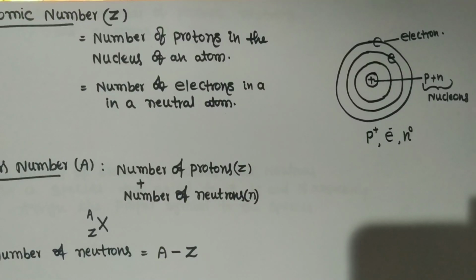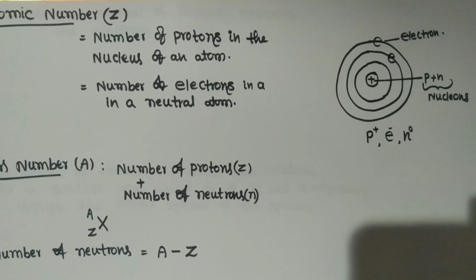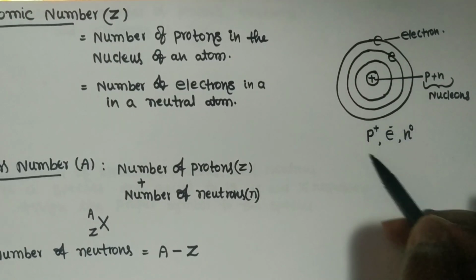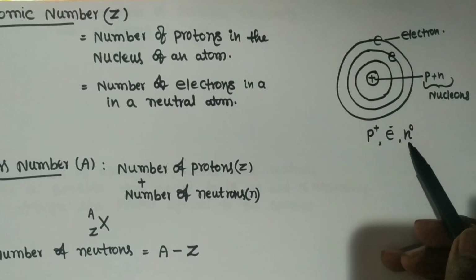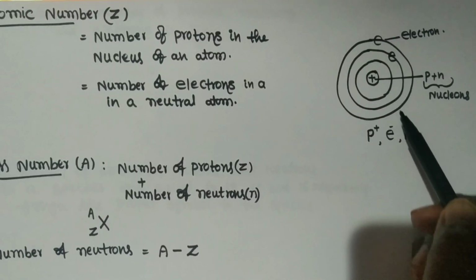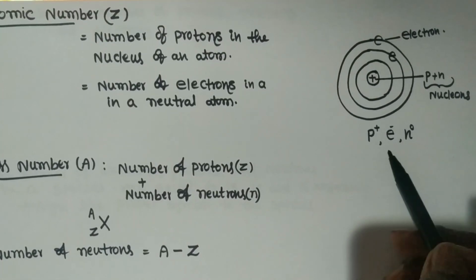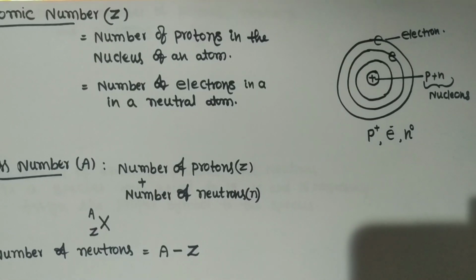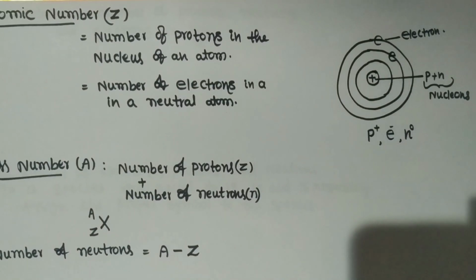Dear students, in this video we are going to discuss atomic number and mass number from the atomic structure chapter. As we know, the three main subatomic particles, proton, electron and neutron, are present in an atom. In that atom, electrons revolve around the nucleus in a circular path according to Bohr's atomic model, and protons and neutrons are present inside the nucleus.